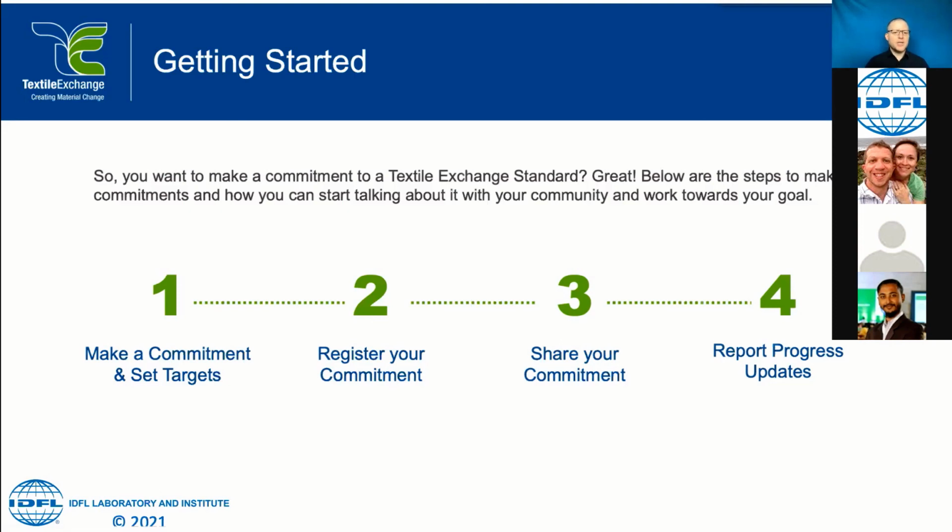Second is to register your commitment, and you tell everybody that you're going to be adopting the Textile Exchange standard, whichever standard it is. And then you share your commitment, and hopefully there are specific clients who are going to be looking for wool in your particular region, or looking for organic cotton in your particular location for production. And then there are the progress update reports. So this is basically a way to initiate the process.